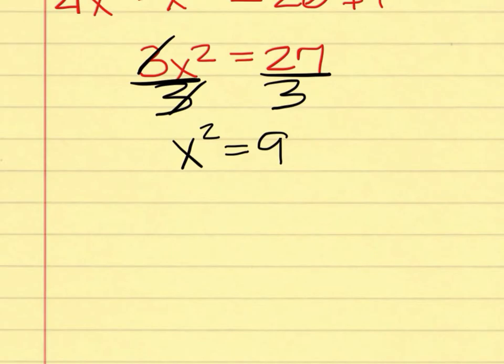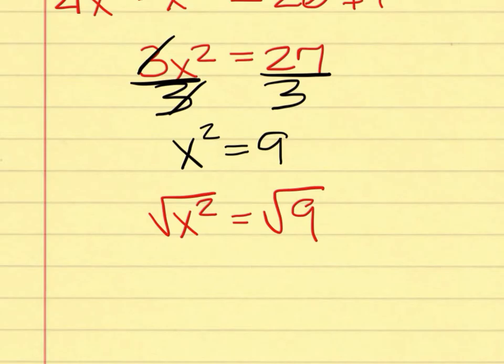All right, so what do I do to both sides at this point? Square root. So I need the square root of x squared, the square root of 9. And what is the square root of x squared? X is right. And what's the square root of 9? Close. Plus or minus 3, yes.